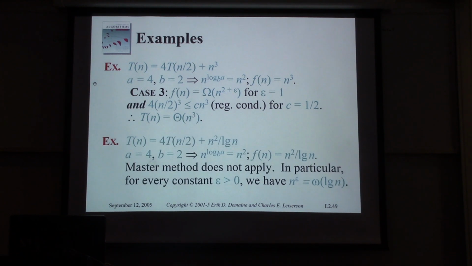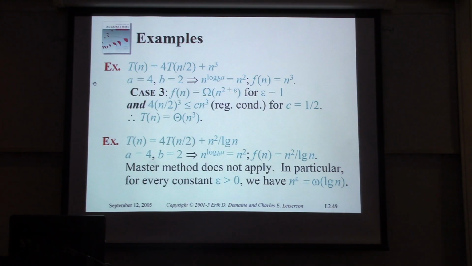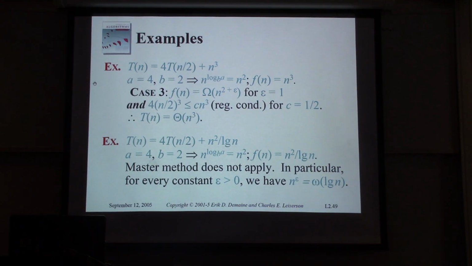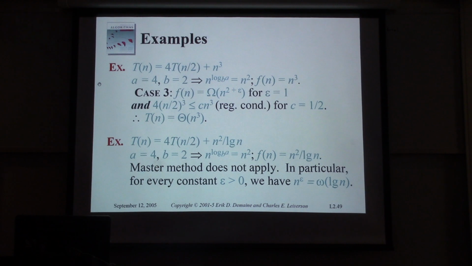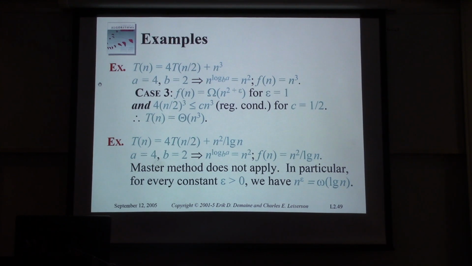Now let's look at this one. So now, look very carefully why there's an issue with this one. So we have 4 times T of n over 2 plus n squared over log n. So A is still 4, B is still 2, and our n to the log b of a is still n squared. Our f of n is n squared over log n. Now, what we want to do is compare f of n against this one.